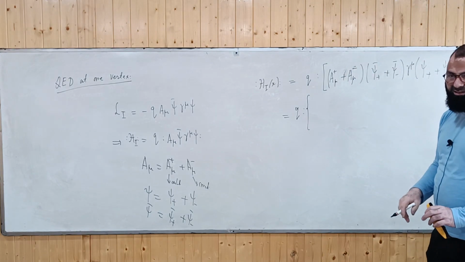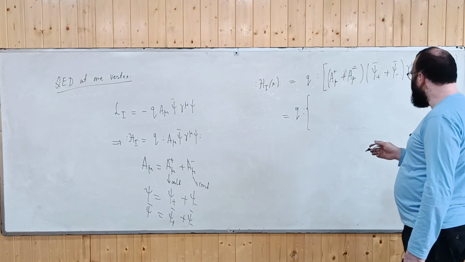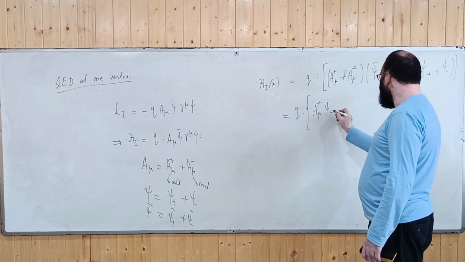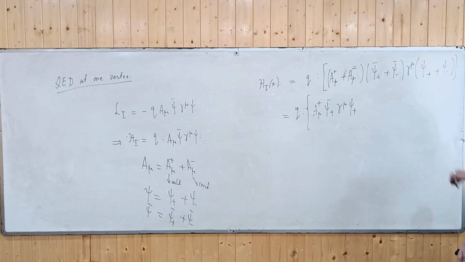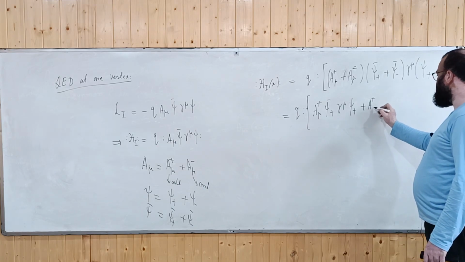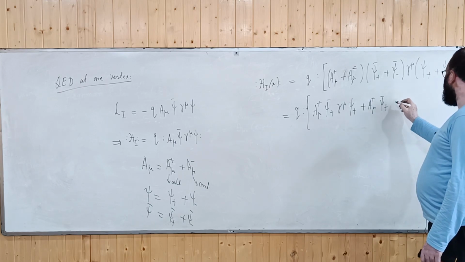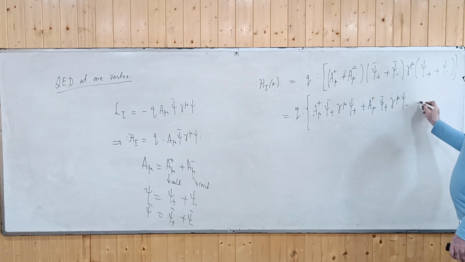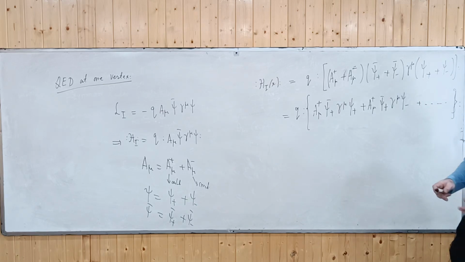I'll keep the normal ordering outside for all the terms; otherwise for every term I would have to put the normal ordering operator. So it will be something like A⁺_μ ψ̄⁺ γ^μ ψ⁺, then A⁻_μ ψ̄⁺ γ^μ ψ, plus the rest of the terms. Those you need to write yourself. I will draw only the diagrams of all the possible terms.